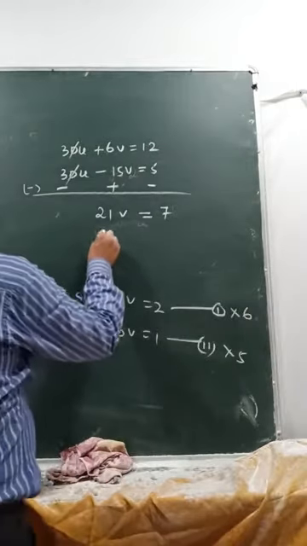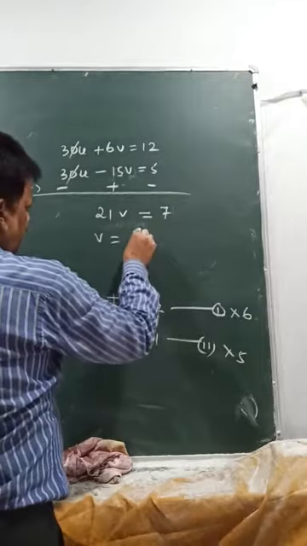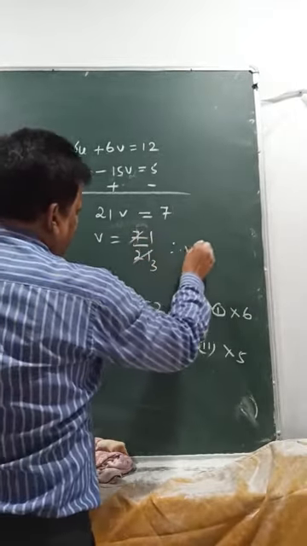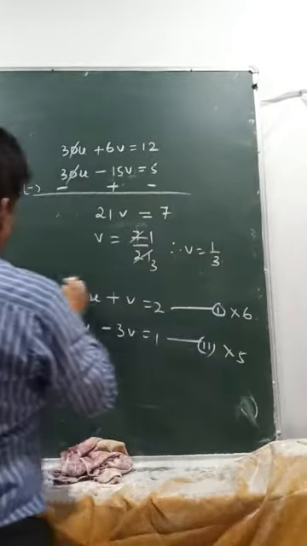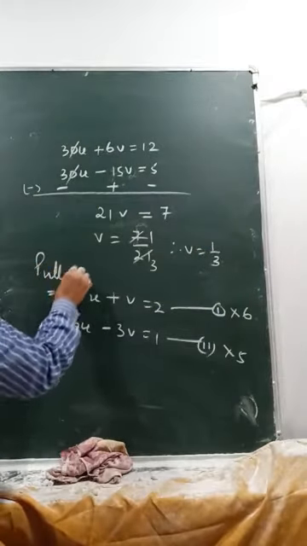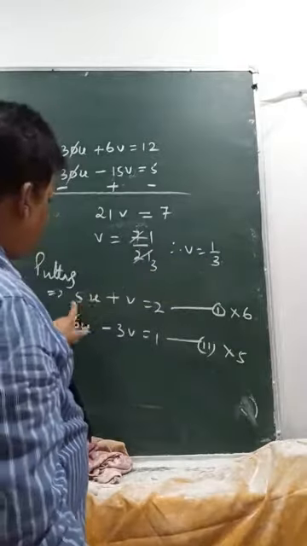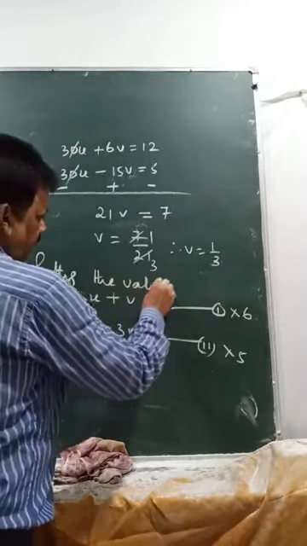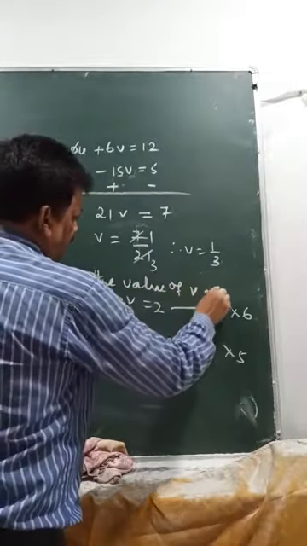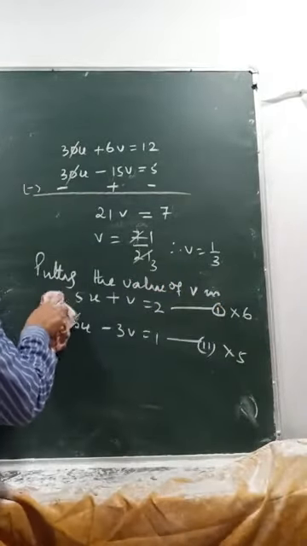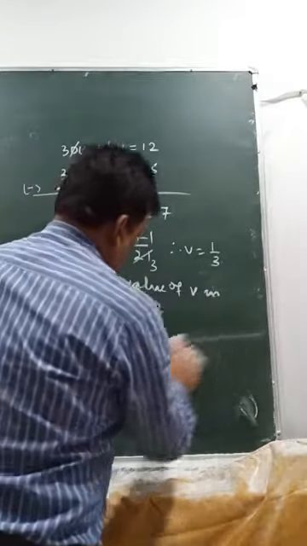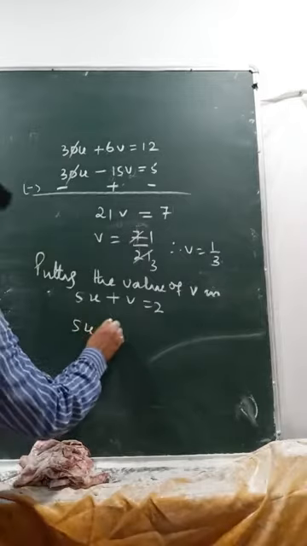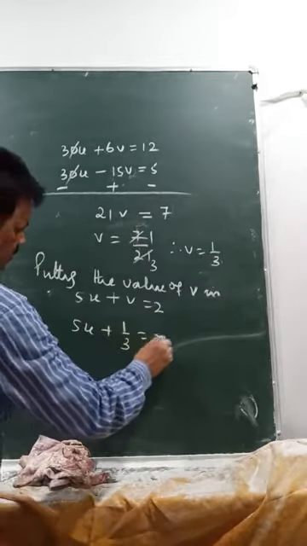So v equals 7 by 21. Therefore v equals 1 by 3. Now, using the same method, after finding v, put it in one of the equations. Putting the value of v, where? Now we put it here, in this. So 5u plus 1 by 3 equals 2.